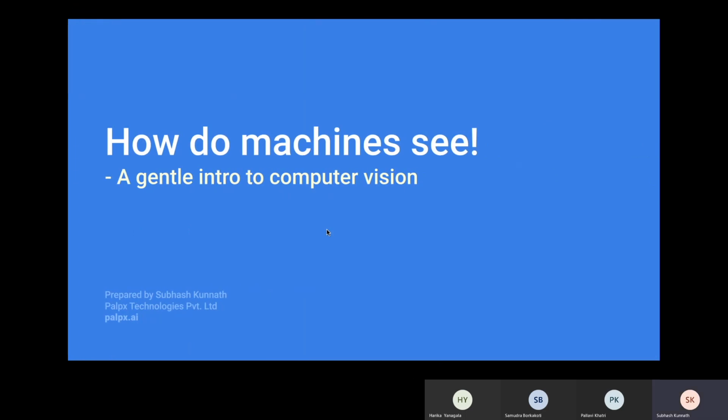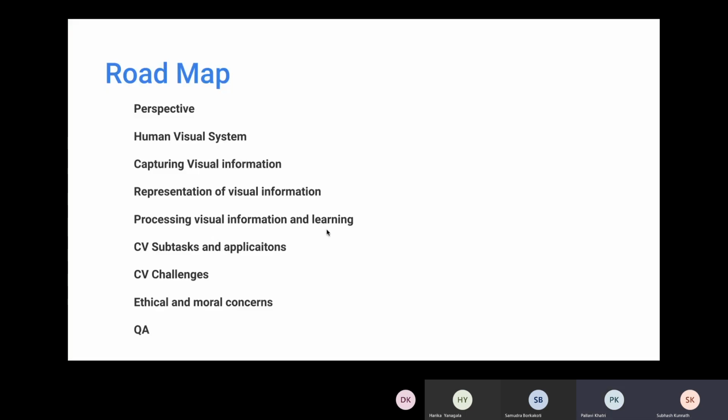Together, today's topic is how do machines see, and looking at the different things involved in computer vision. Okay. And this will be the roadmap.